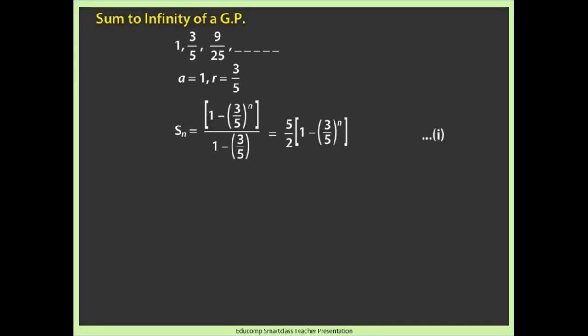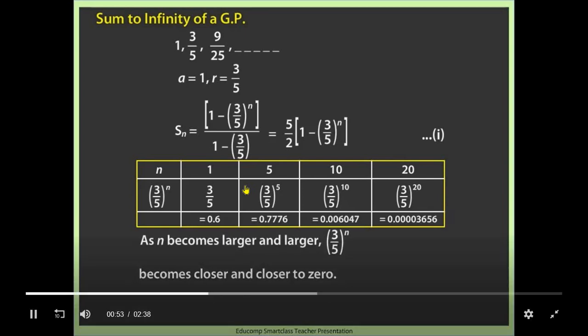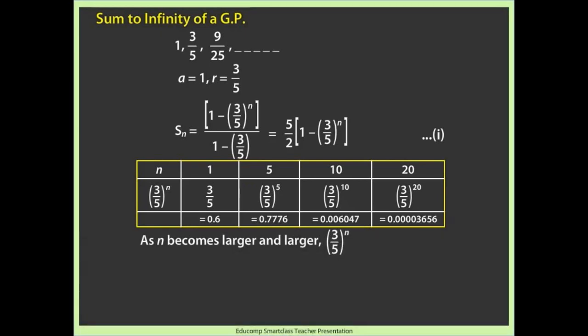Let us now study the behavior of (3 over 5) raised to n as n becomes larger and larger. We observe that as n becomes larger and larger, (3 over 5) raised to n becomes closer and closer to 0. In other words, as n tends to infinity, (3 over 5) raised to n tends to 0. Thus, from equation 1, we find that the sum to infinity many terms, that is S infinity of the above geometric progression, is given by 5 over 2.